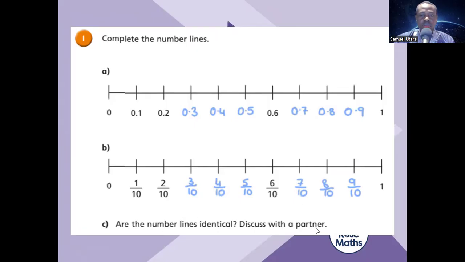You can discuss with your partner whether you believe that these decimal number lines are identical. It's a good discussion point with your partner or with your parents if you're watching with them or with a friend.